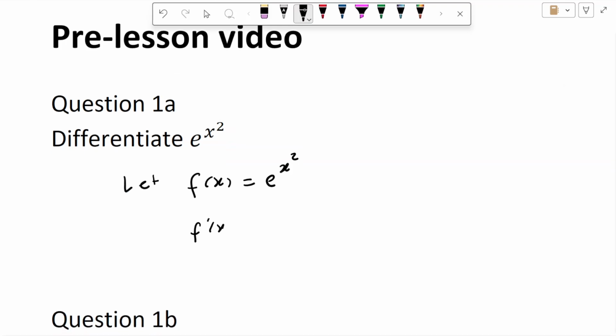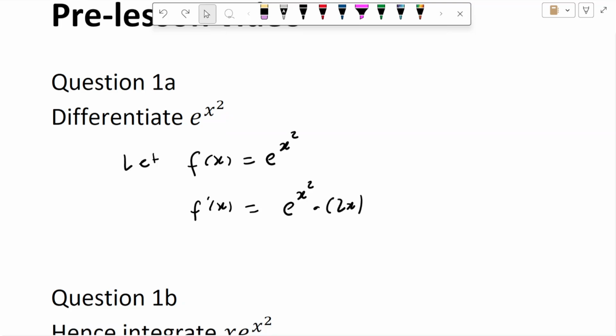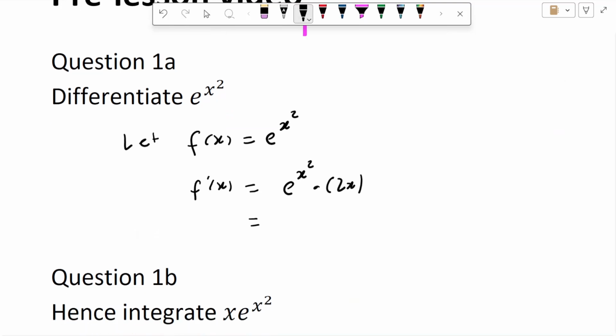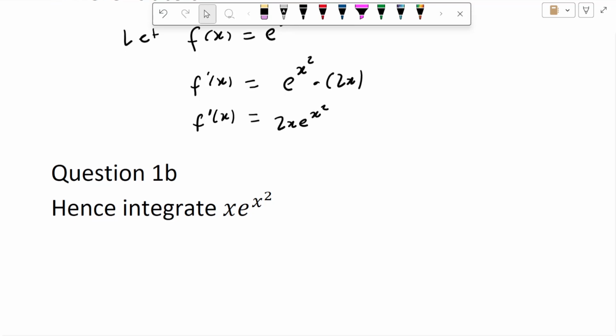Then f dash of x, we've got to use the chain rule. So you get e to the x squared times the baby, which is 2x. Baby is the derivative of the stuff up there. Derivative of x squared is 2x. So the derivative there is 2x e to the x squared. There we go. Okay, hence find the integral of x e to the x squared.